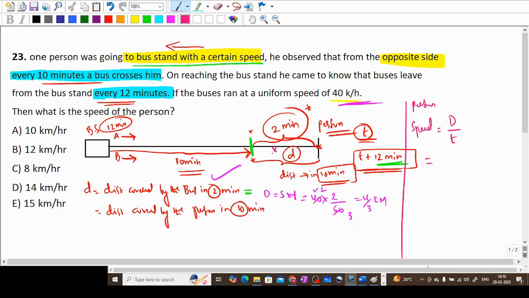The same distance which is covered by the bus in 2 minutes. So what is the distance given? Which is 4 by 3 kilometer. In what time he can cover the distance? In a time of 10 minutes he can cover.